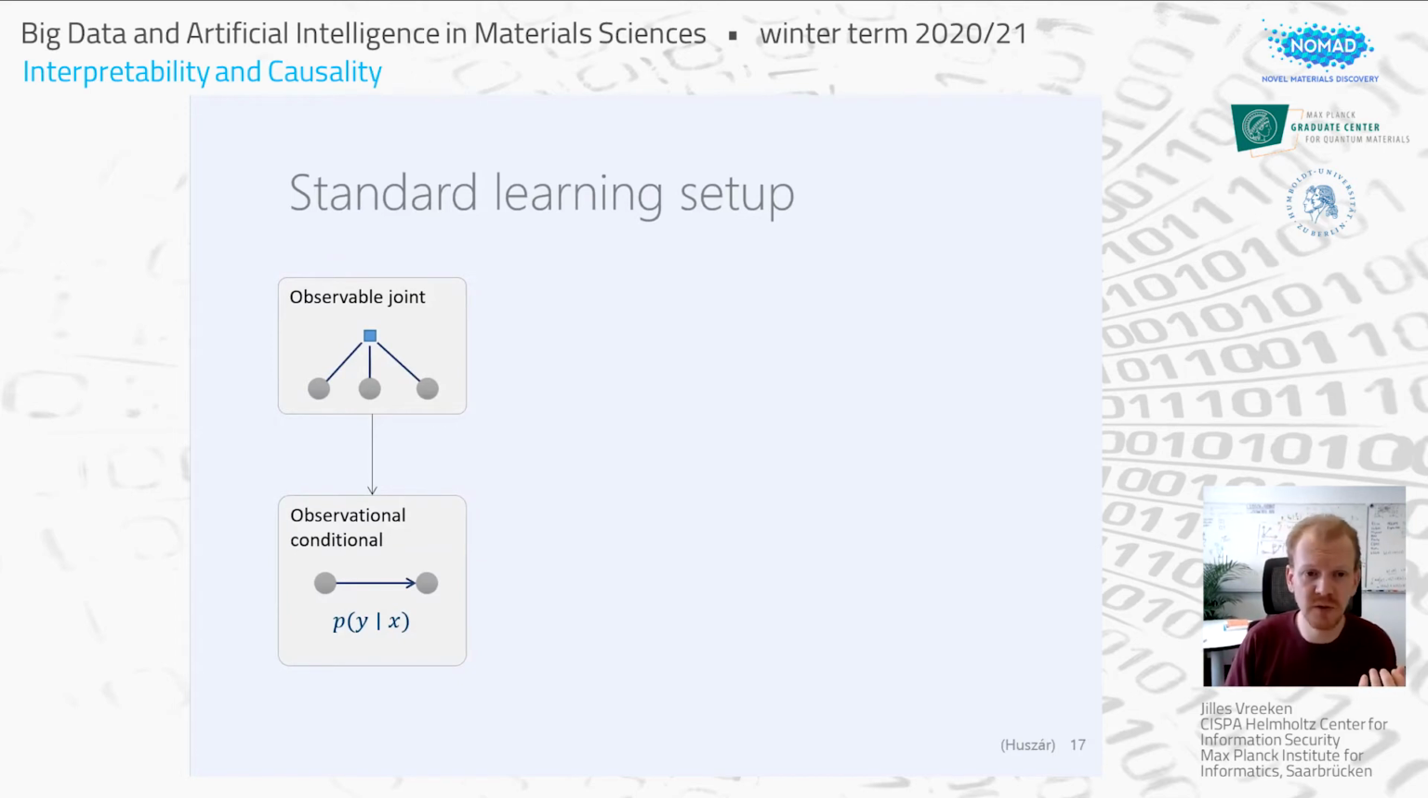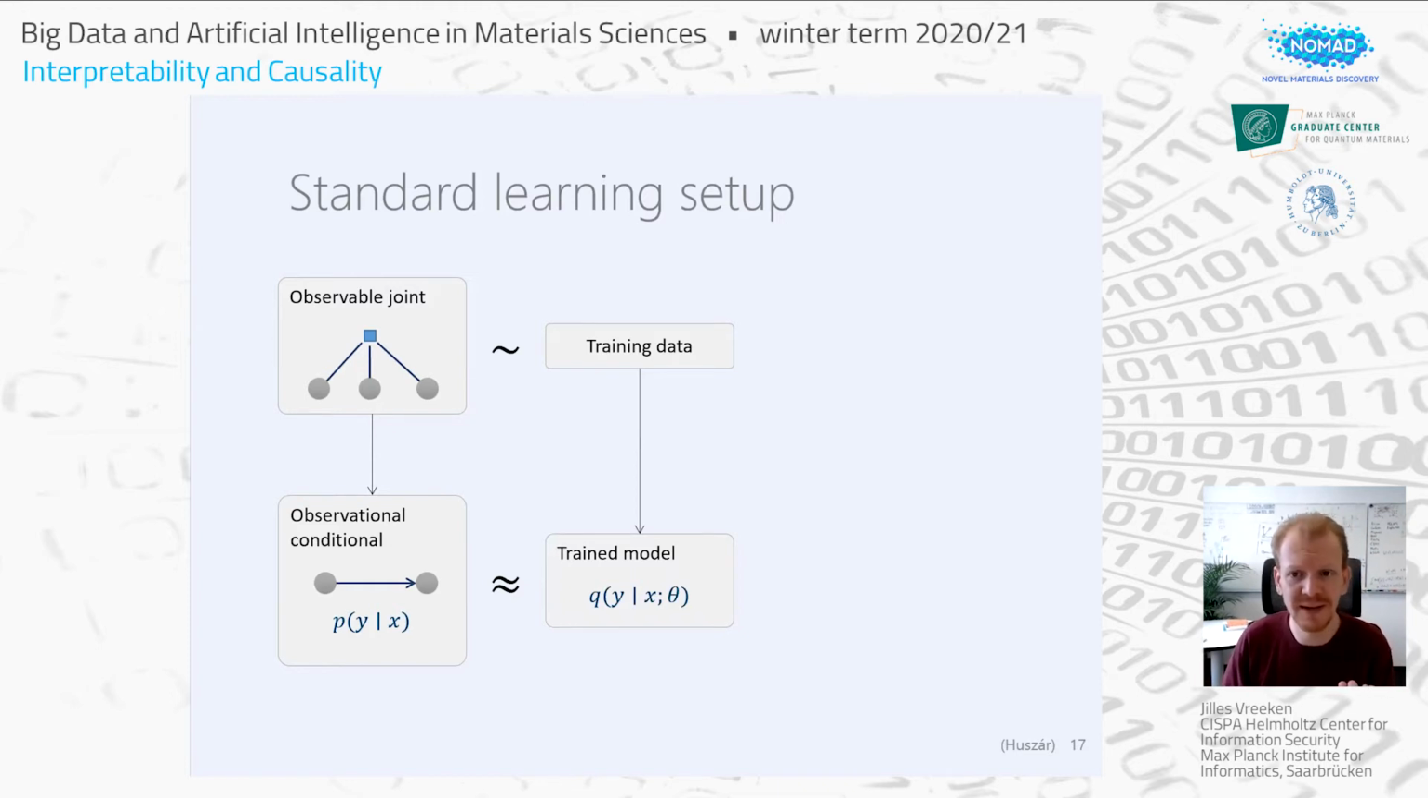Now, in practice, we don't deal with the entire observable joint. We don't have access to this distribution. We're not going to simulate every possible material, right? So we have some training data, just the molecules that we did generate. And from this training data, through some means, we get a trained model, which is basically an approximation, a guesstimate of the value of y given x.